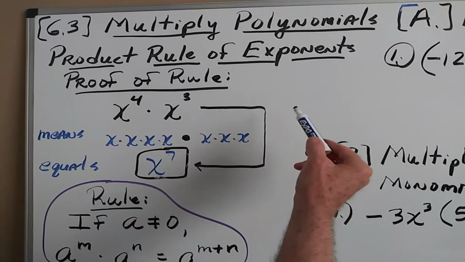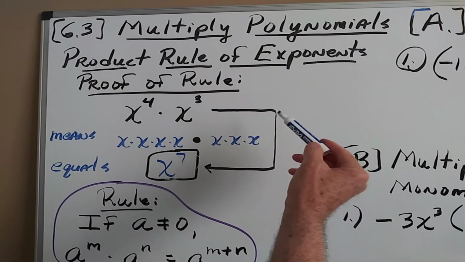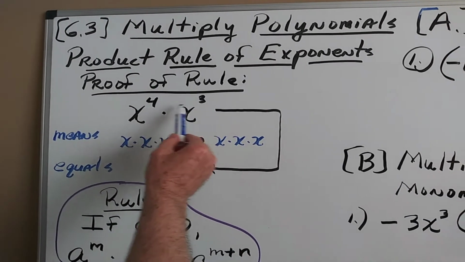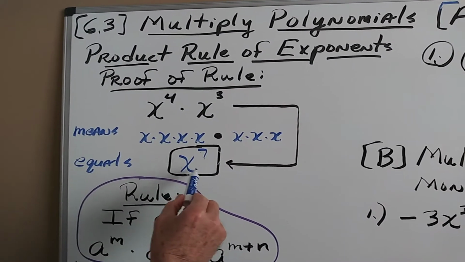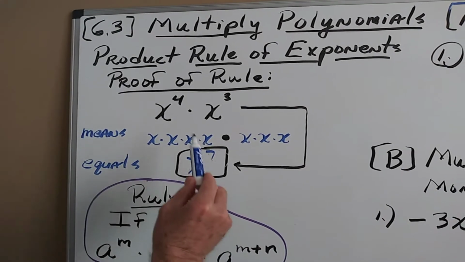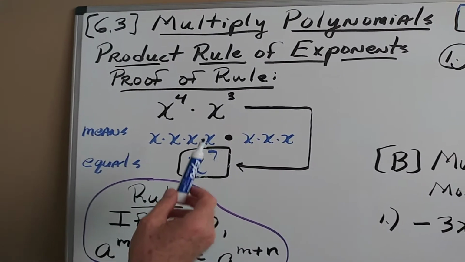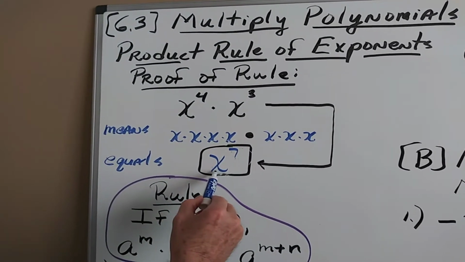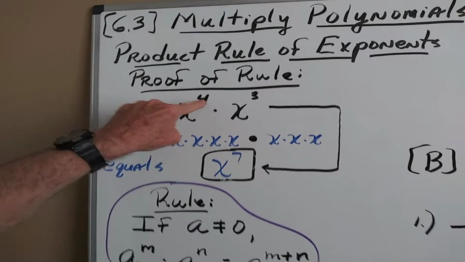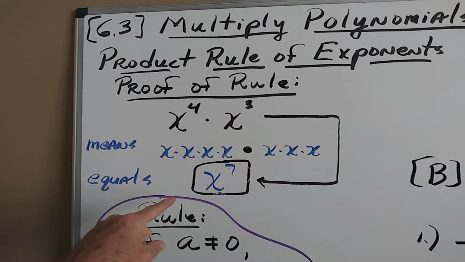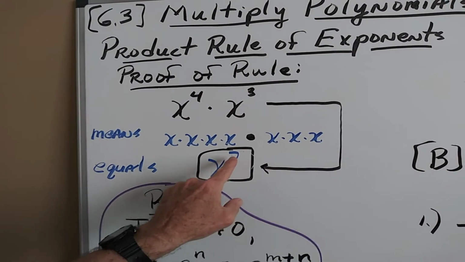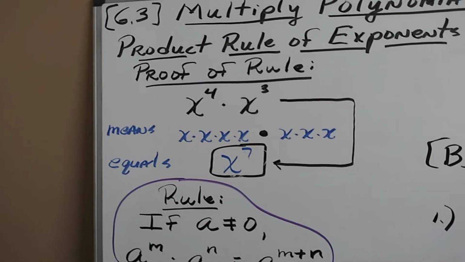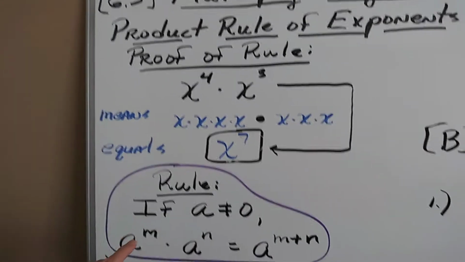Now here's what we want to be able to do, which I think most people in the room would be aware of this rule. Let's look at the original problem and let's look at the answer that we got. The rule seems to tell us that if we bring down one of the common bases of x, we can take the exponents and add them together, and that too will give us x to the 7th. And that is exactly what the product rule of exponents tells us to do.